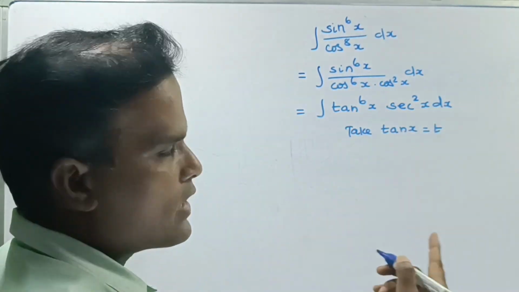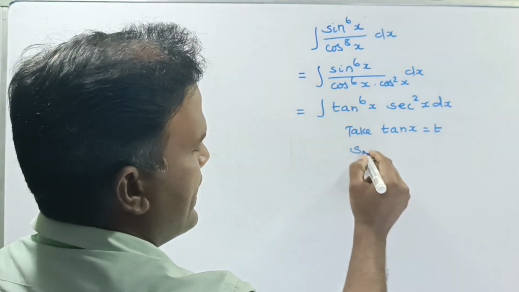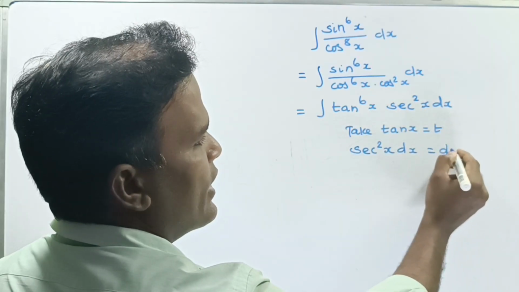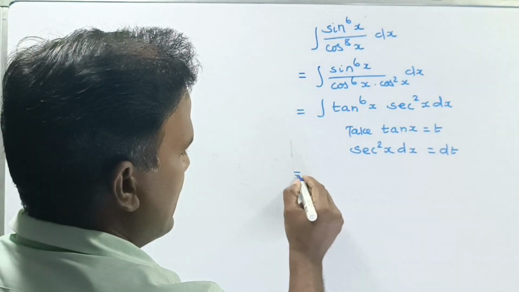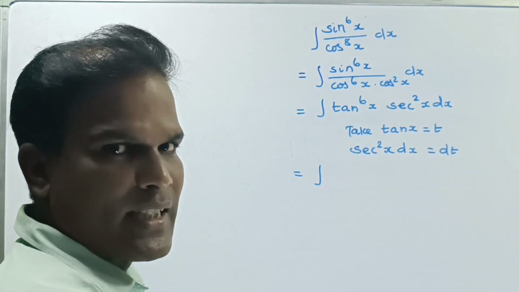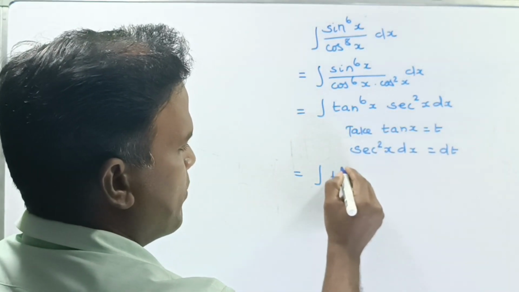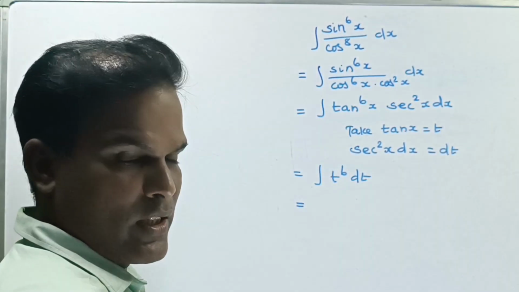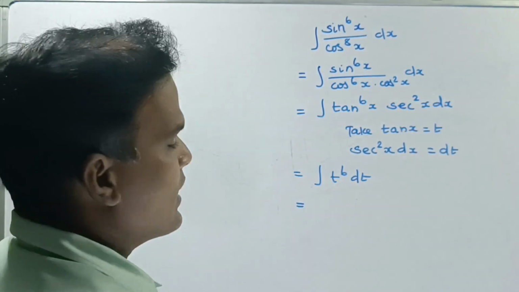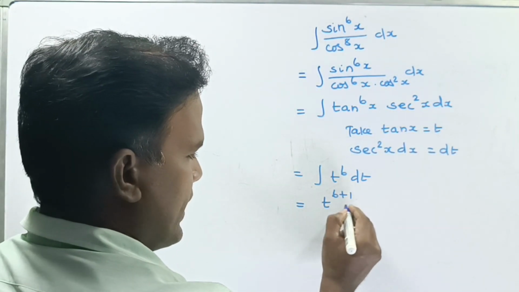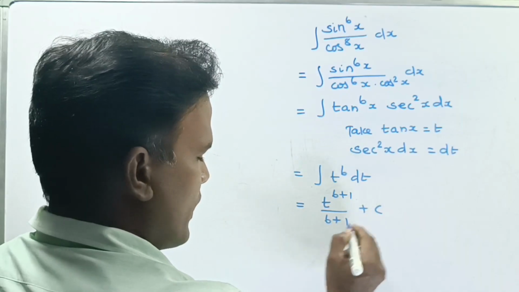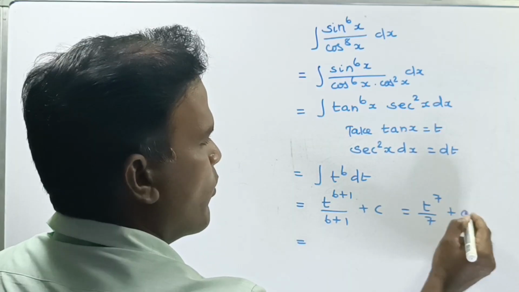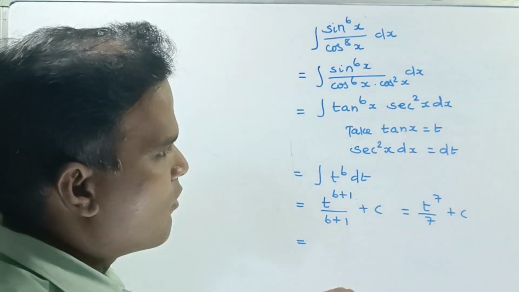Now differentiate on both the sides. Differentiation of tan x is secant square x dx, which is equal to differentiation of t, dt. Now tan x equals t, so tan power 6x is t power 6. Secant square x dx is called dt. So integral t power 6. What is the formula for integral t power 6? T power 6 plus 1 by 6 plus 1 plus c. This is t power 7 divided by 7 plus c. What is the value of t here? The value of t is tan x.